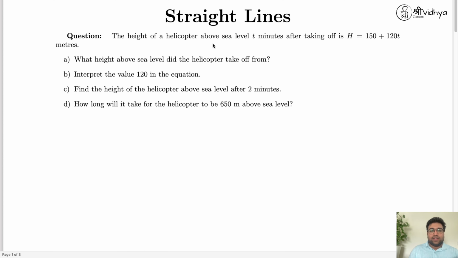So here it says that the height of the helicopter above the sea level is given by this equation, h is equal to 150 plus 120 into t, and the height is in meters and the time is in minutes. So it is important to note that the time is in minutes here. So what height above the sea level did the helicopter take off from?